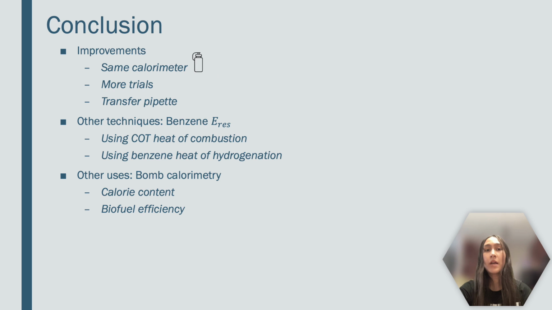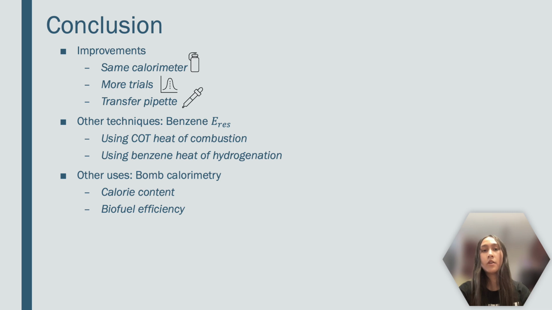Here are some improvements to better the results. The first is to use the same calorimeter for both samples. The precision would be improved because all the samples are under the exact same conditions. The level of accuracy between 2 calorimeters can be different, leading to less precise values. Another improvement would be to run more trials. The average values were used in the final calculation of resonance energy. With more trials, the precision of the data would improve.